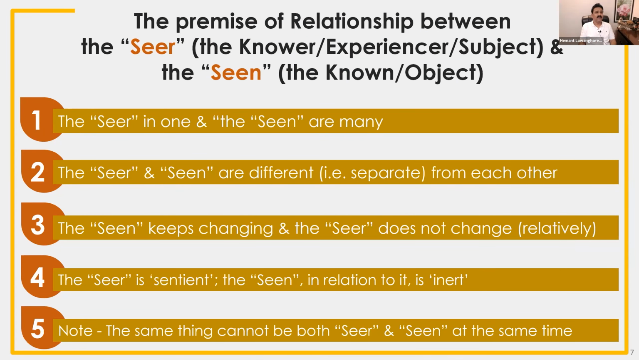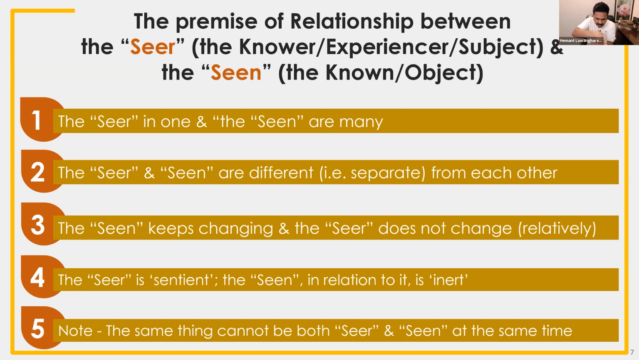Barring the exception of some introspection and all that, if you have any question at that point in time, I will take that question. So the same thing cannot be seer and seen at the same time. This is a statement I'm making. At that particular instant, the seer and seen cannot be the same. Why? Because they are separate from each other. They are different from each other. Seer has a higher level, seen has a lower level. So is there any confusion in the conditions of the seer and seen?